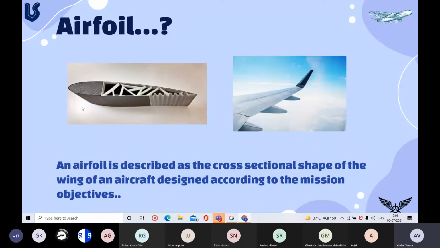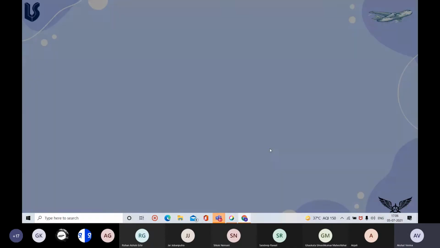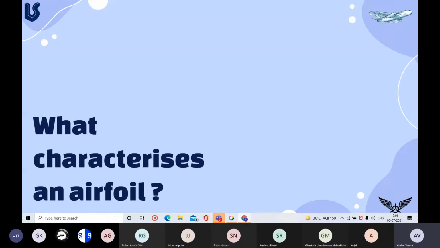This is the shape of the airfoil, that is the cross section of the wing. If you look at the wing from the side-on view, that is described as the airfoil, and this shape is decided by the mission objectives for which you are designing your airfoil. All right, so let's see what are the characteristics of an airfoil.